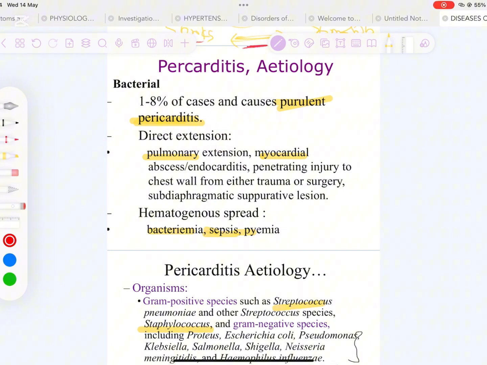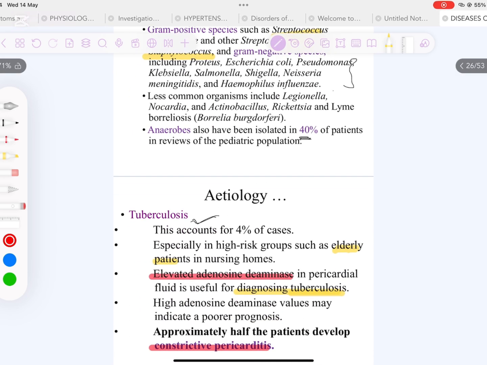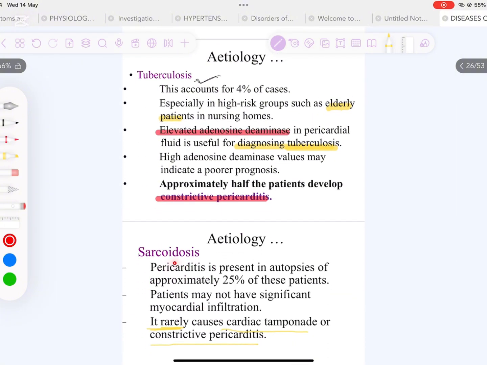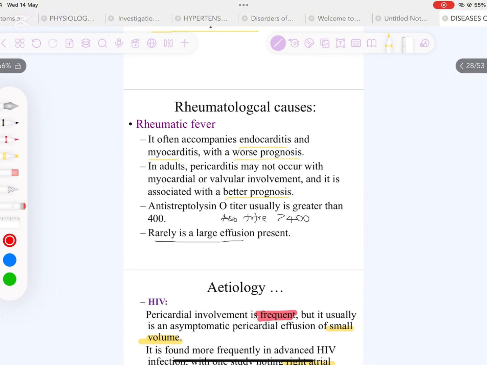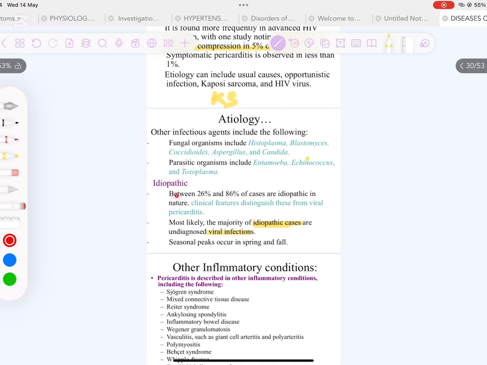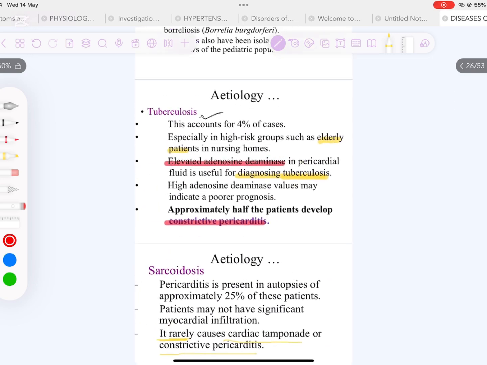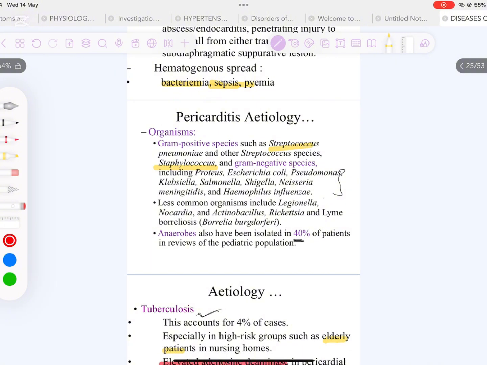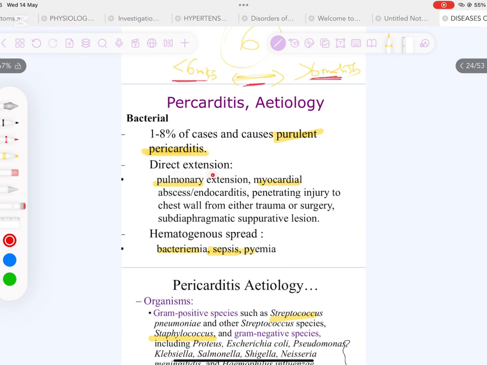Now, for the etiology, you can have bacteria. You can have what? Fungi. We have already said we can have fungi, sarcoidosis, TB, rheumatic fever, we can even have HIV, and then we can have idiopathic. So back to our bacteria. We'll just go through the main points, okay? We can have direct extension and hematogenous spread. So note that for bacteria, you can have both direct extension and hematogenous spread. And in 1 to 8% of the cases, it's bacteria that cause it. And it can also cause what?